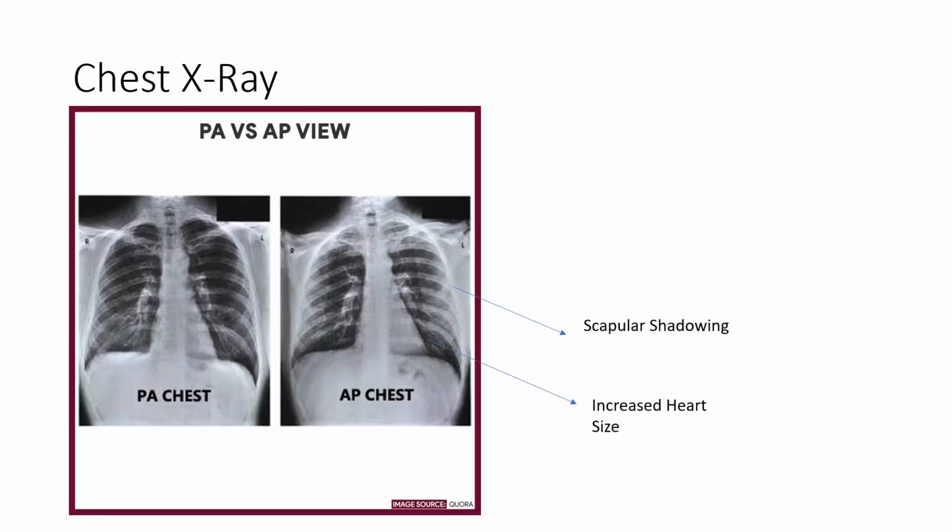Chest X-ray view. Mostly chest X-ray PA view is done, in which chest is placed onto the detector. In ICU settings, for bed-bound patients, AP view is done with detector underneath. In AP view, there is scapular shadowing as well as heart size is increased.